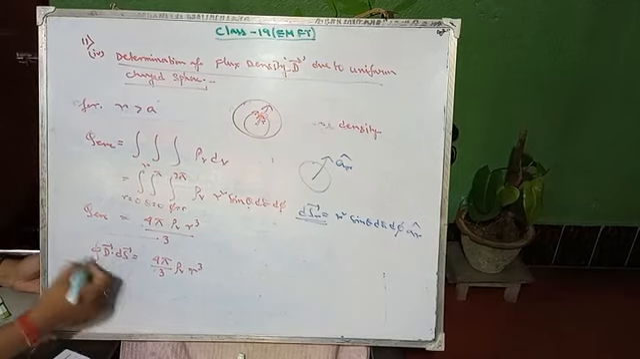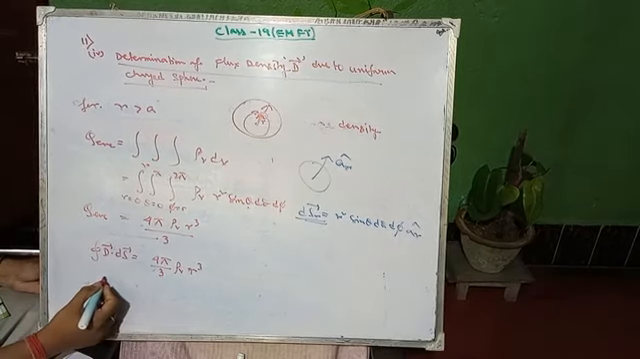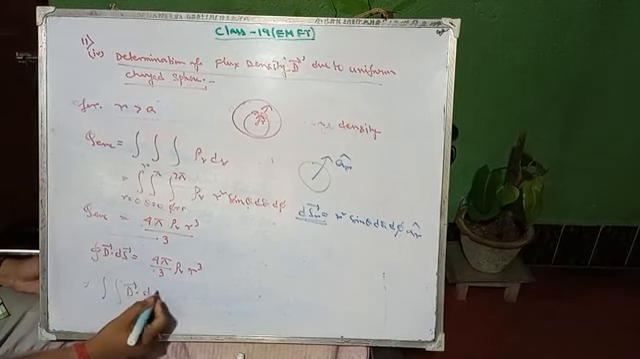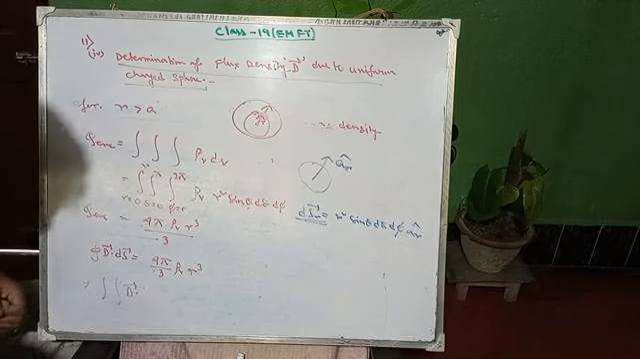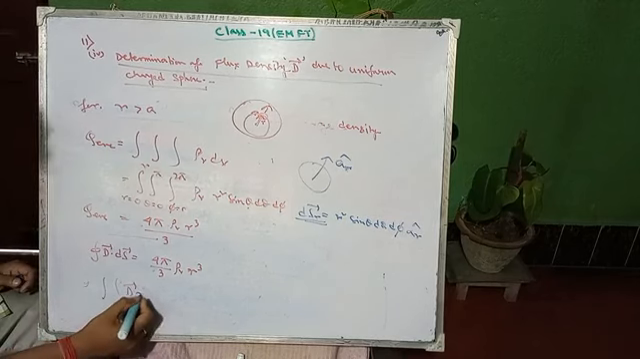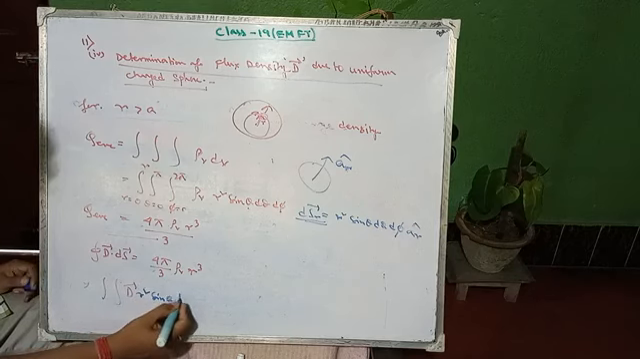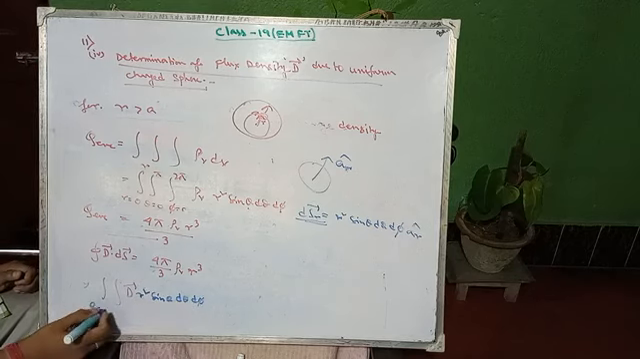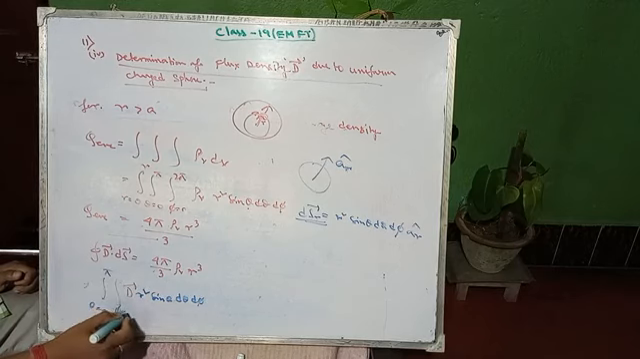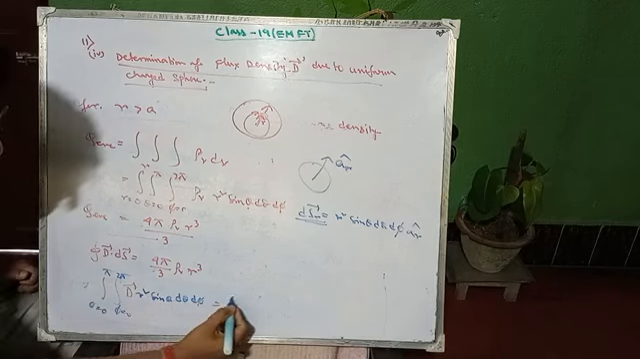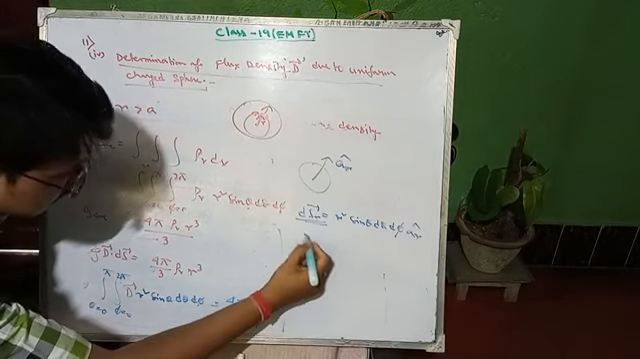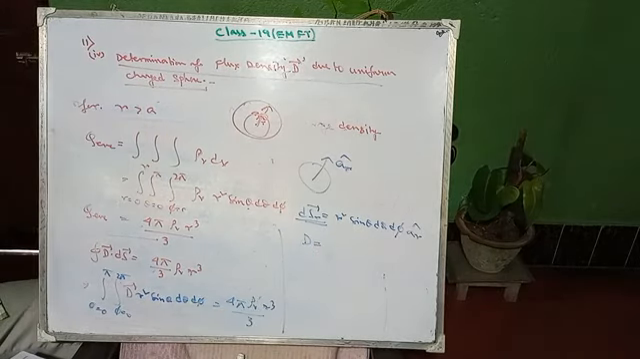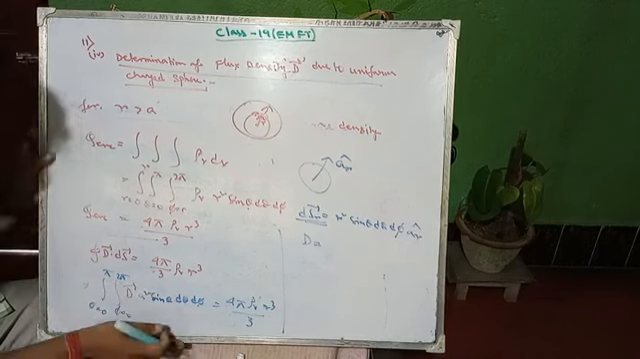If we integrate it, then it will be a double integration of D vector into dS vector. dS vector is nothing but r square sine theta d theta d phi, with theta from 0 to pi and phi from 0 to 2 pi. That will be equal to 4 pi rho V r cube by 3, and if we integrate it, then D equals, taking it will be a square, right? It will be a square.